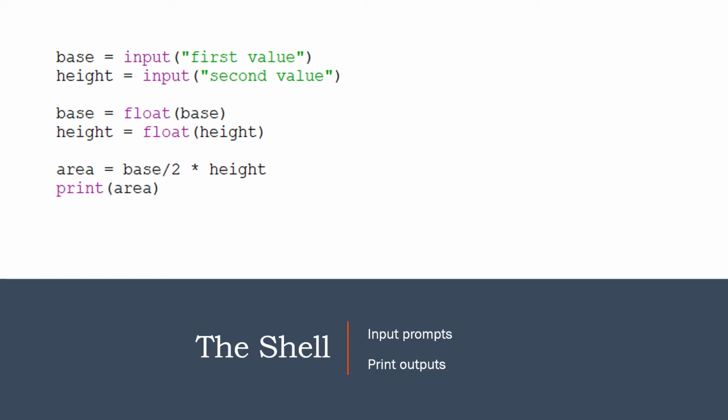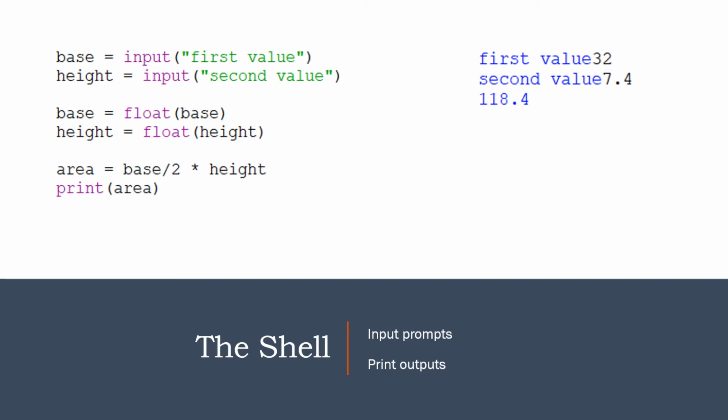Base and height are input. That's the input part of IPO. Area is calculated as half the base multiplied by the height. That's the processing part. And then the area of the triangle is output. There aren't any errors in this program. If we ran it, it might look something like this. Here I've entered 32 and 7.4 and it's given me an area of 118.4.